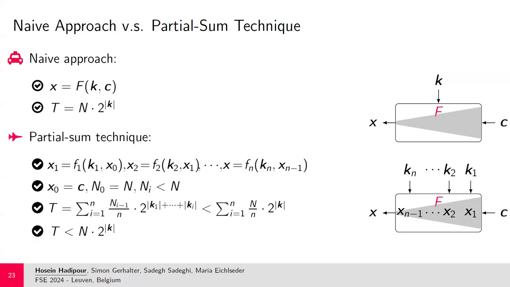But the idea of the partial sum technique is splitting the decryption process into some smaller operations and then deriving the required intermediate states step by step. The advantage lies in the fact that if you start from the ciphertext, as it is visualized in its shape, the gray part, as you approach the target cell, namely X, the number of data that you should process decreases. Look at the gray part. The number of data that you should process decreases, right?